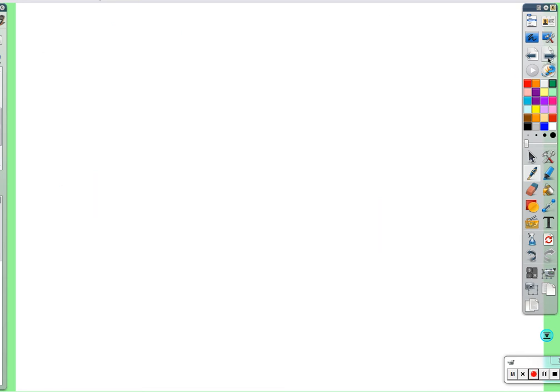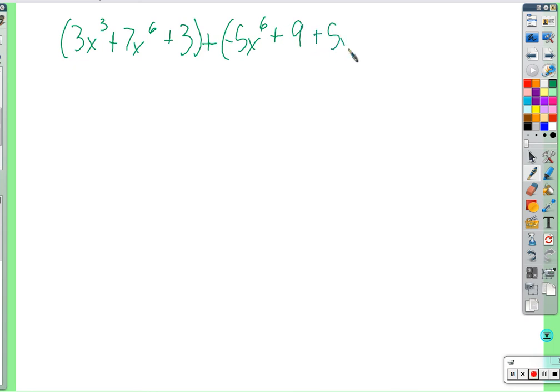And now I'm just curious, what was your question, Katie? Clearly it wasn't a factoring question, but what was your question? The problem on the five. So now you read that off. You said it was 3x to the third power plus 7x to the sixth power plus 3, parentheses plus, parentheses negative 5x to the sixth power plus 9 plus 5x to the third power. Yeah. Okay, this is the one that I said before the quiz started.